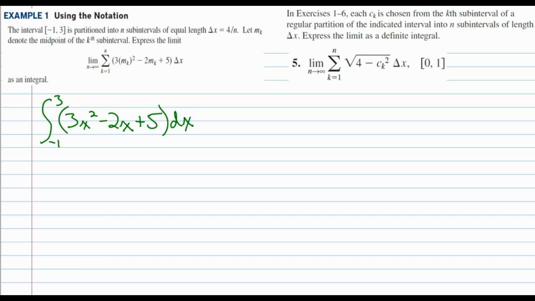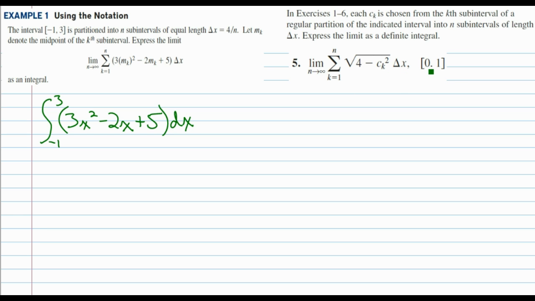Now try problem number 5, which is essentially the same thing. Each c sub k is chosen from the kth subinterval of a regular partition of the indicated interval into n subintervals of length delta x. So we're going to divide this into n rectangles. Hopefully the n is going to be approaching infinity, because the more rectangles we have, the more accurate we're getting.